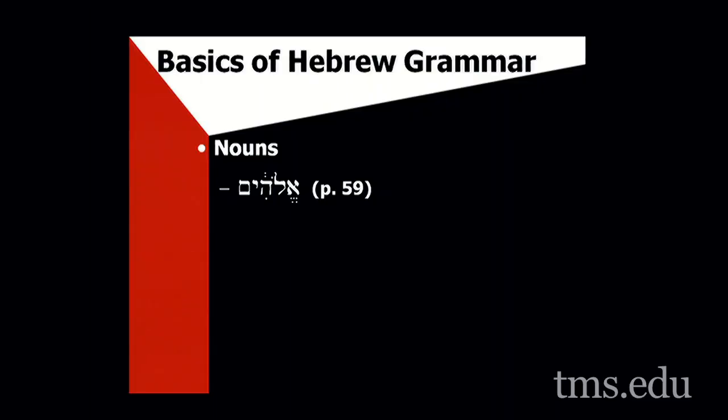Let's talk about some of them in the order that Chisholm talks about them. He has a section on nouns. If you turn there on page 59, he talks about the noun Elohim. He talks about it being grammatically plural. When it refers to the God of Israel, it is a plural of respect. The plural of respect is sometimes used idiomatically for individual pagan deities as well.